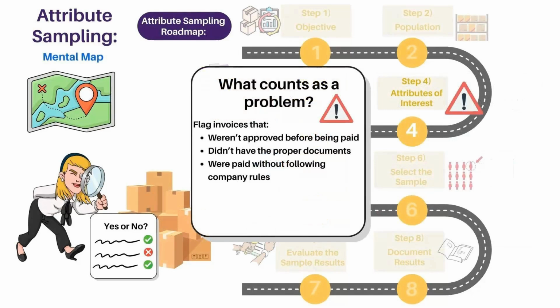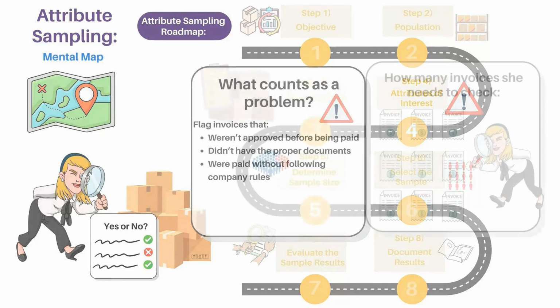And in step four, we're going to identify the attribute. Next, Lucy needs to define exactly what counts as a problem. She might flag invoices that weren't approved before being paid, didn't have the proper documents, or were paid without following company rules. These are the kind of red flags that she'll be watching out for in her sample.